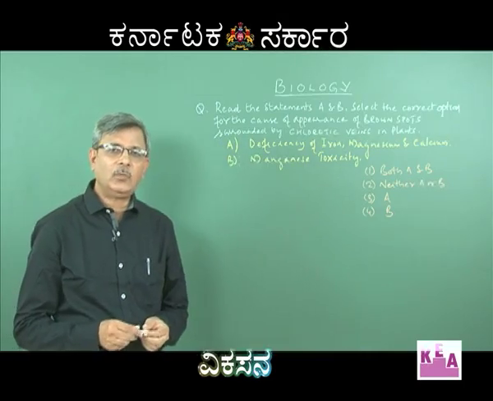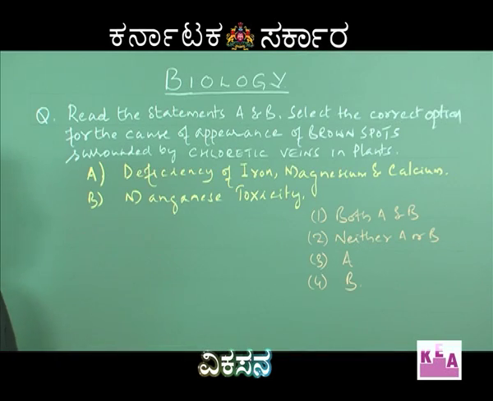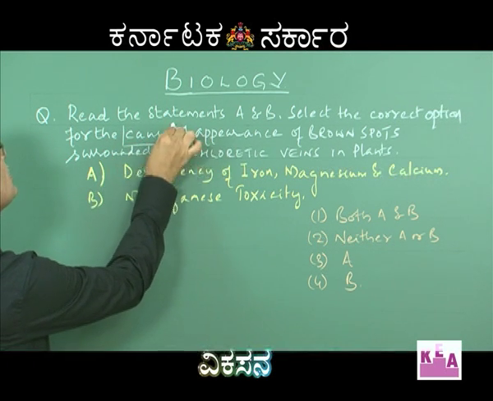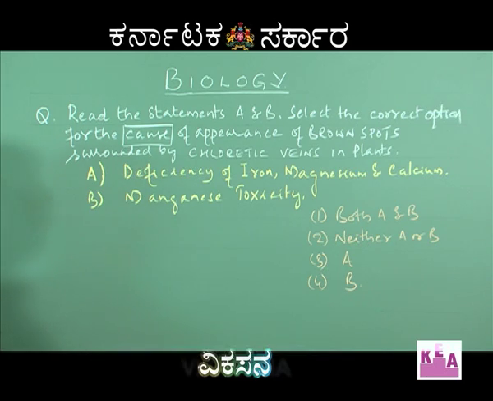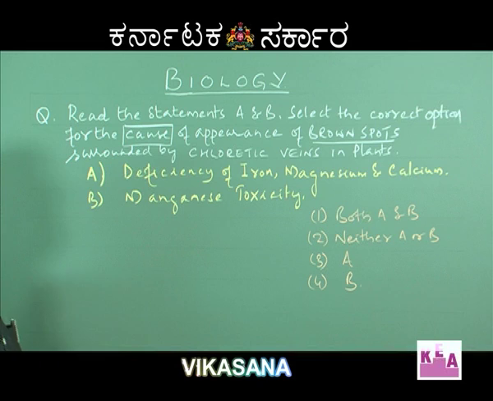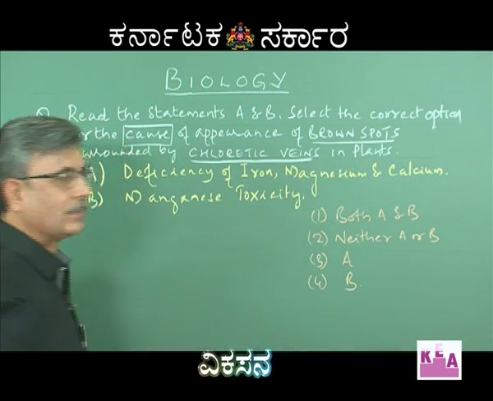We have a very interesting question, friends. Carefully look into it. Read the statements A and B. Select the correct option for the cause of appearance of brown spots surrounded by chlorotic veins in the plants.